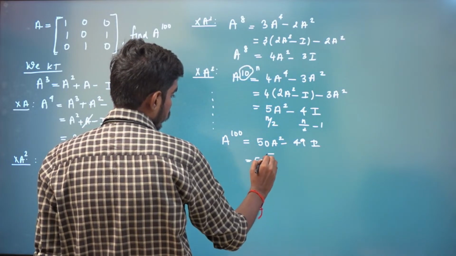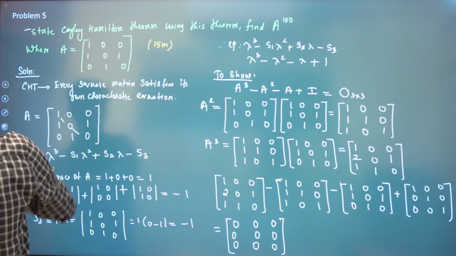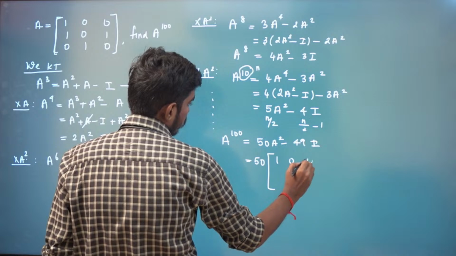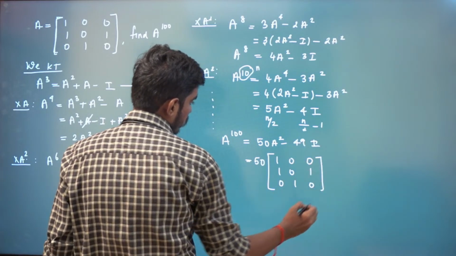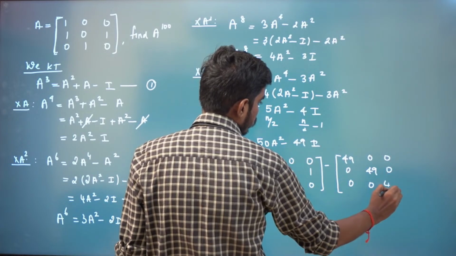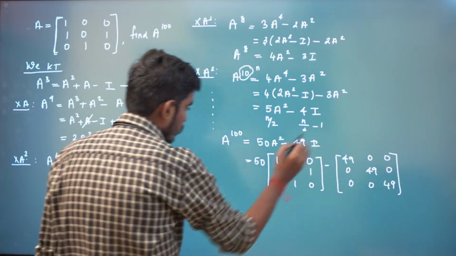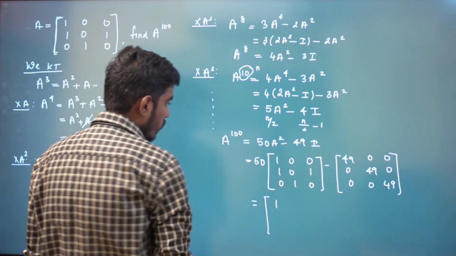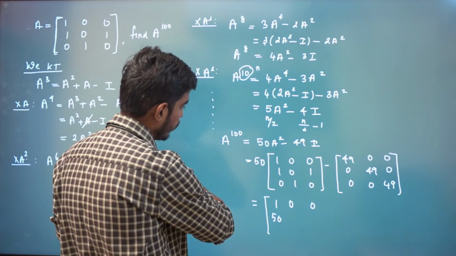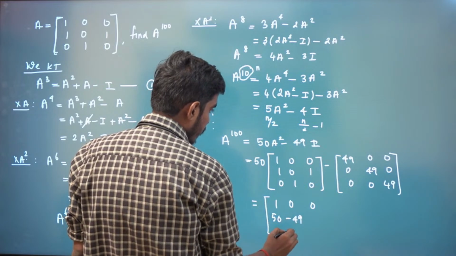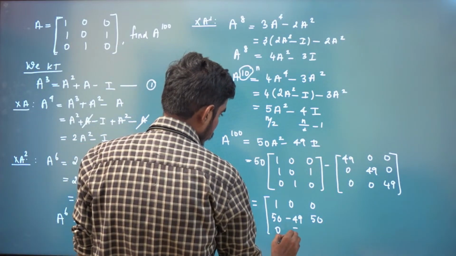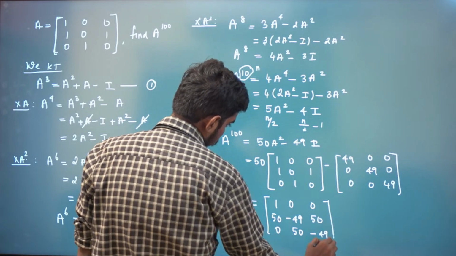So 50 times A square. What is A square? Already we have found A square. Then minus 49I, which has 49 along the diagonal. So 50 minus 49 is 1 here, then we have 50, then minus 49, and so on.